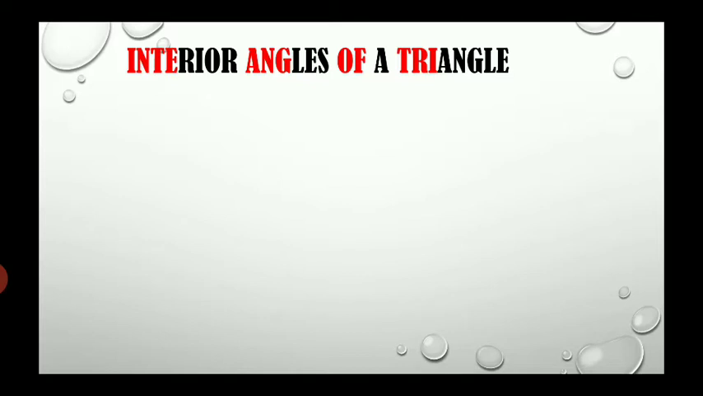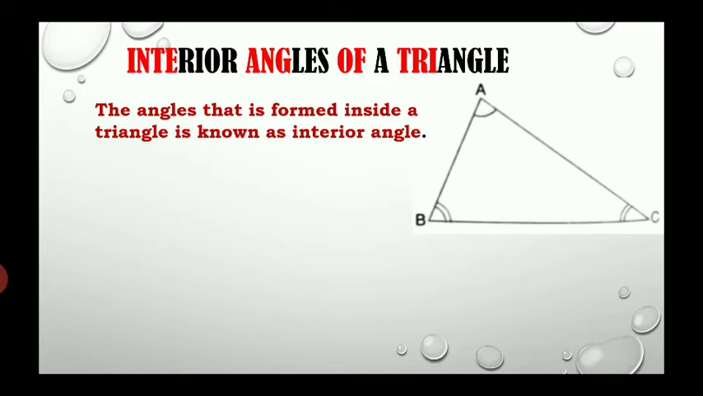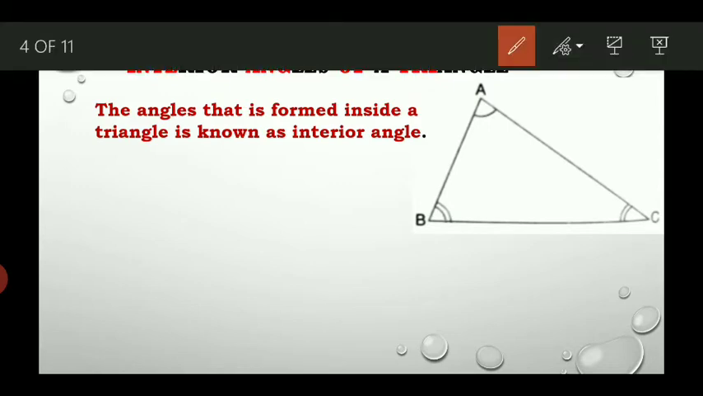Interior angles of a triangle. The angles that are formed inside the triangle are known as interior angles. Now, this is inside a triangle, this is also inside a triangle, and this is also inside a triangle. So all these three angles are known as interior angles. Okay?